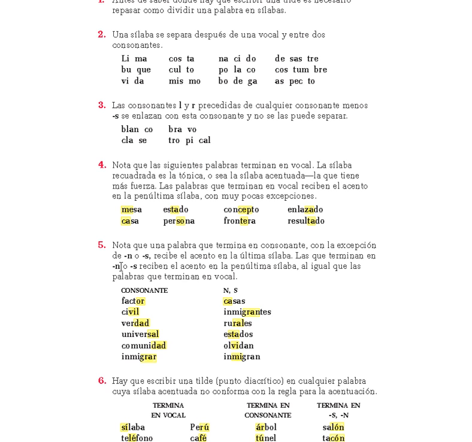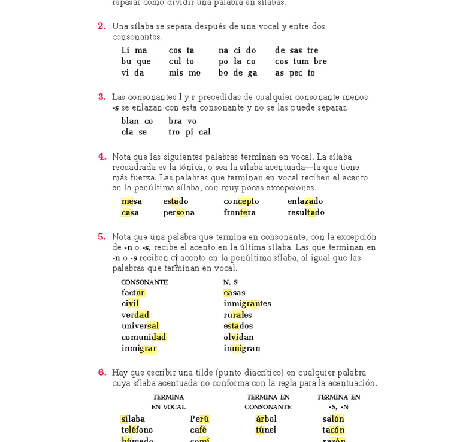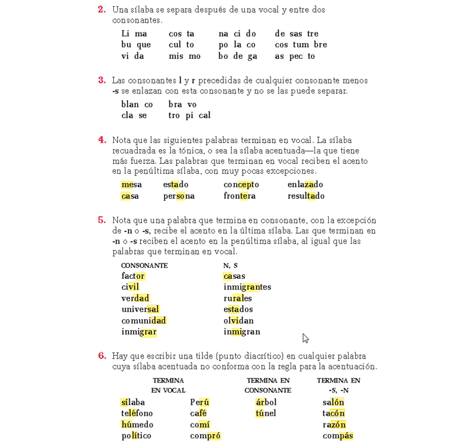Las que terminan en N o S reciben el acento en la penúltima sílaba. So right here it's telling us anywhere that ends in N or S goes in number 4. We can look at that further in number 6. So let's take a look at our words. Factor, civil, verdad, universal, comunidad, inmigrar. All of these words end in a consonant other than N or S, and I'm putting the stress on the last syllable.